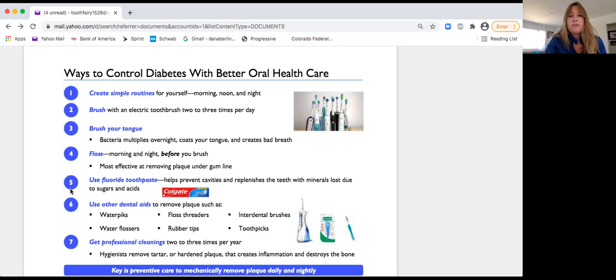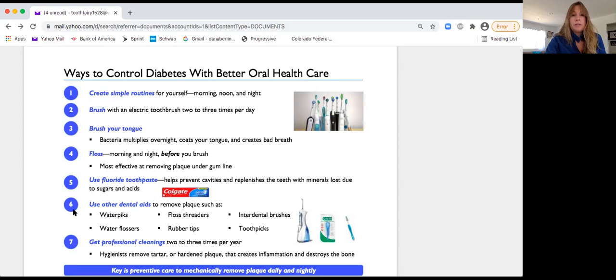Number 5, use a fluoride toothpaste that helps to prevent cavities and replenishes the teeth with minerals lost due to sugars and acids. Again, when you eat and drink, the food produces acids, and if it sits on your teeth, it will demineralize, which pulls the fluoride ions out of the enamel and makes them weak and more prone to cavities. When you use fluoride, you add that fluoride back into the enamel. It's called remineralizing, and you're strengthening the enamel.